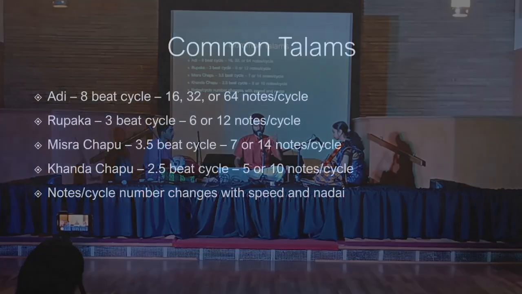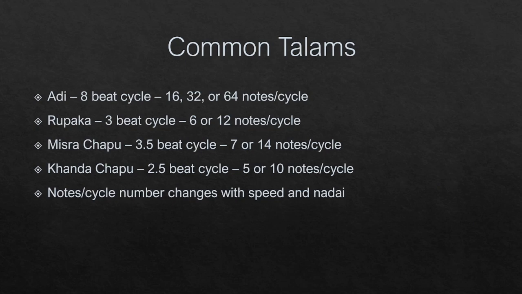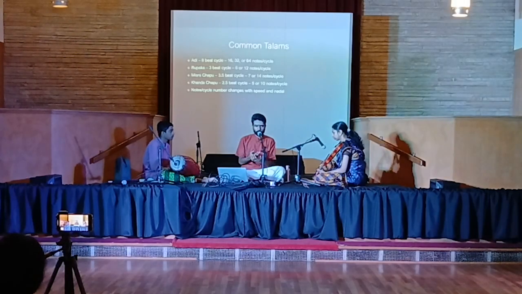Then there are these talas which have an odd or uneven number of beats in each cycle. A common one is Mishra Chapu, which has 7 beats. Technically, you can say 3.5, but you'll sing it at a speed where there are 7 beats in each cycle. So 1, 2, 3, 4, 5, 6, 7. 1, 2, 3, 4, 5, 6, 7.